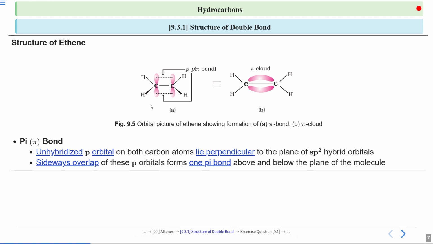You can see it in the diagram as well. So two p orbitals are there, which are unhybridized and parallel to each other. Now both of them will overlap sidewise, and after the overlap you will observe an electron cloud which is present above and below the sigma bond. So this is the overall formation of your pi bond.